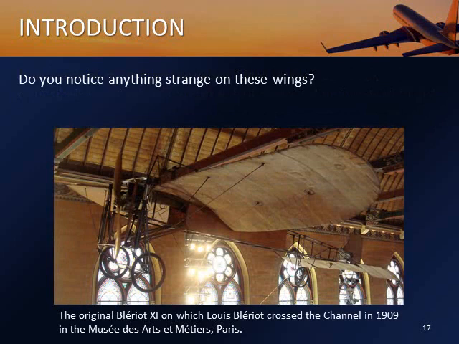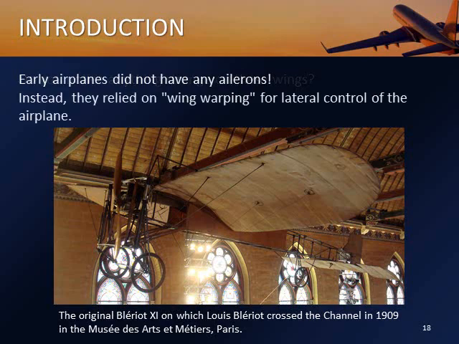The Blériot 11 is now in a museum in Paris. Do you notice anything strange on those wings? Yeah, ailerons. Early airplanes did not have any ailerons. Instead, they relied on wing warping for lateral control of the airplane. They were actually warping the wing in order to control the aircraft.